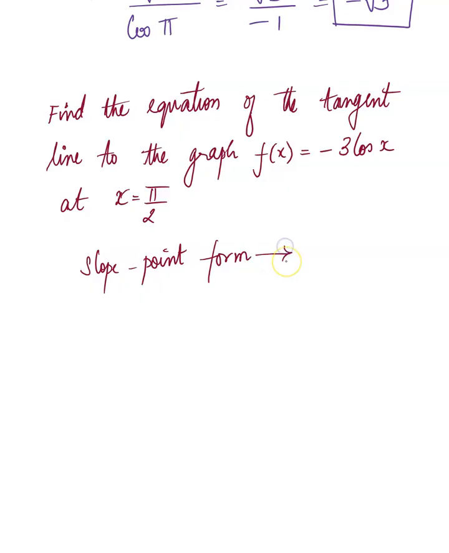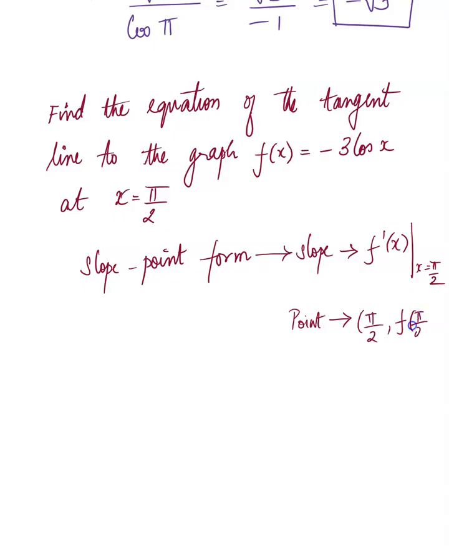So to find the slope, we need to find the derivative, right? And we find the derivative at x equals pi over 2. Remember that notation? And for the point, we already have the pi over 2. Plug that in the f function, and that gives you the slope and the point. Then put that in that slope point form, and you got your answer. So this is our plan. So let's go ahead and start with the slope.